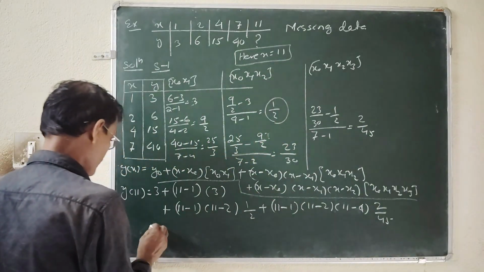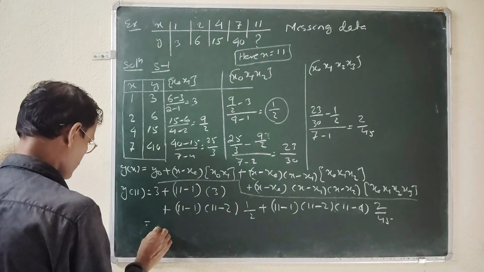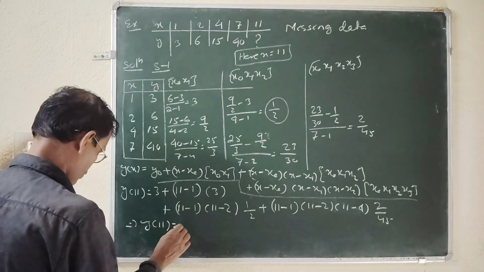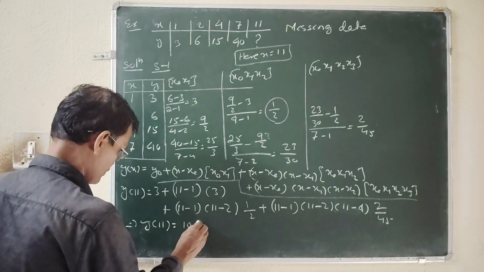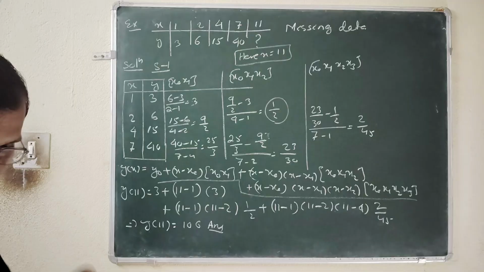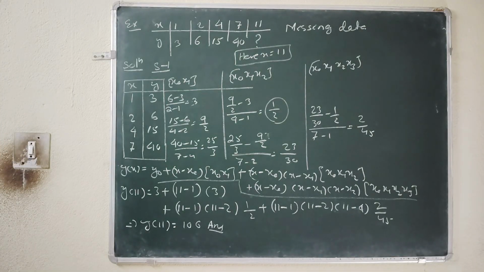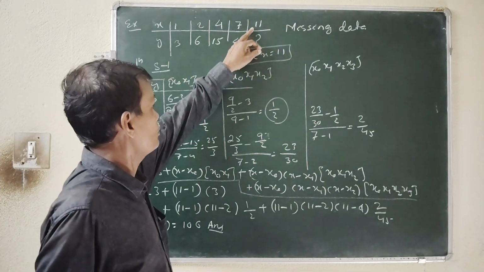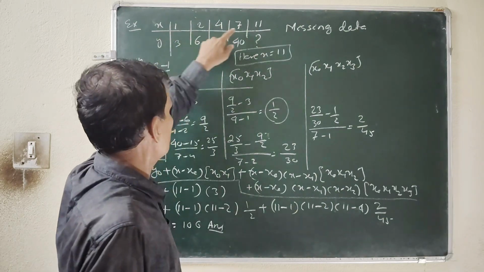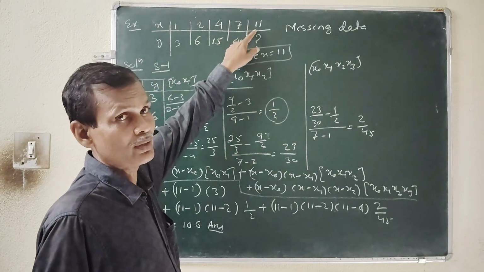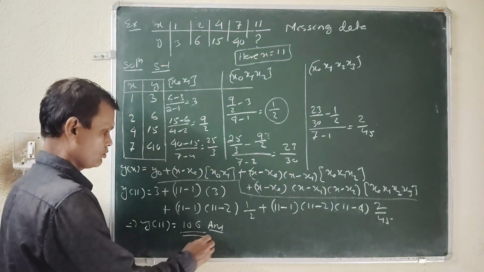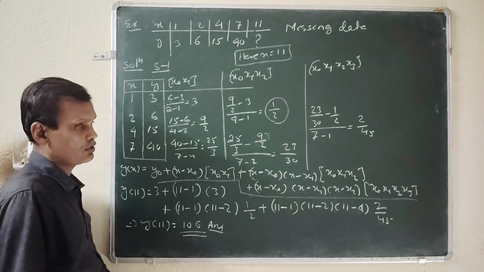So if you simplify, you will get the result, that is y of 11 is equal to 106. So this is the answer. That means even though the data is given from 1 to 7, at 11 we have to find the value, and at 11 the value will be 106. Okay. So we will discuss another problem.